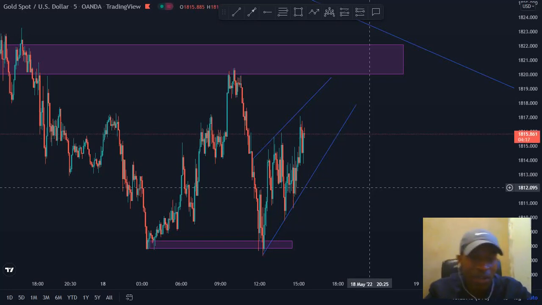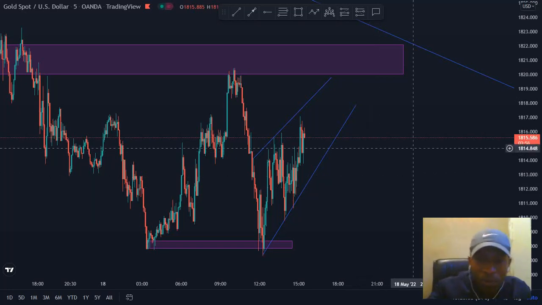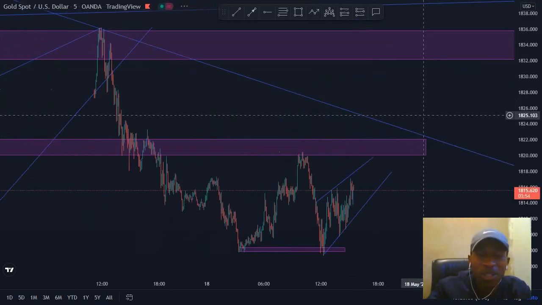When I analyze, I normally look for sales, because I know that I'm more likely to win my trades than to lose them, because I'm working with the trend and not against the trend. That's why I anticipate only sales on gold for now. But so far gold is looking amazing, guys.